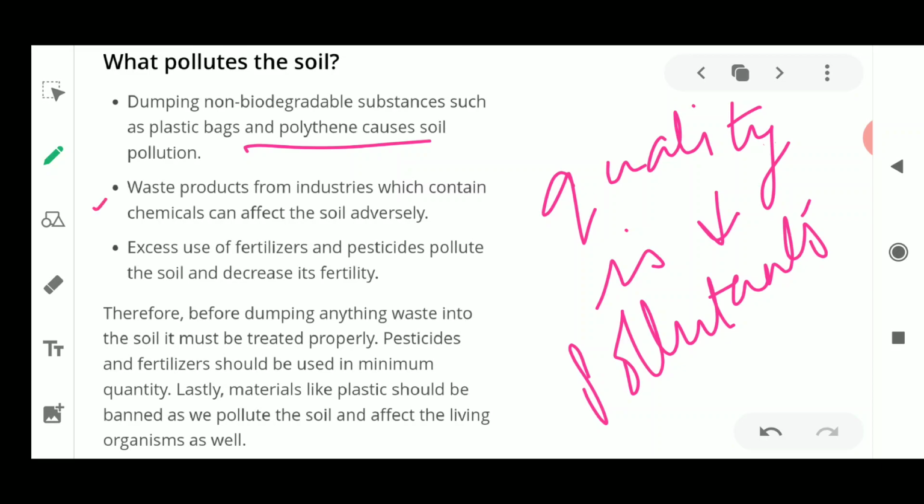Next, the waste products coming out from the industries, certain chemicals, are added to the soil directly or buried in the soil directly, and this causes a decrease in the fertility and in the quality because of such pollutants.